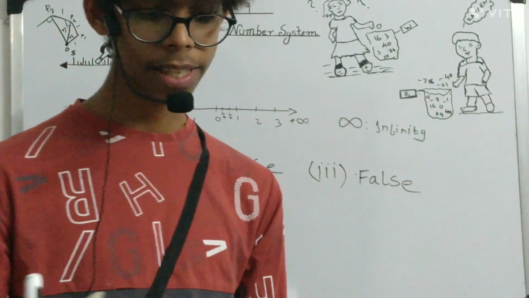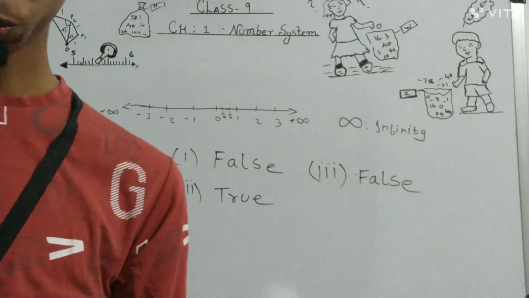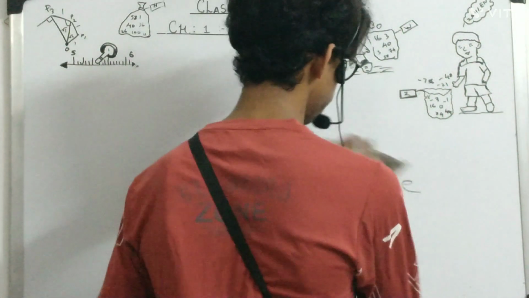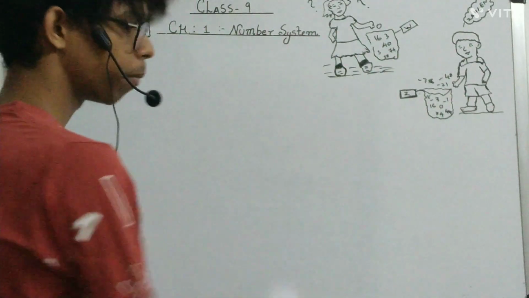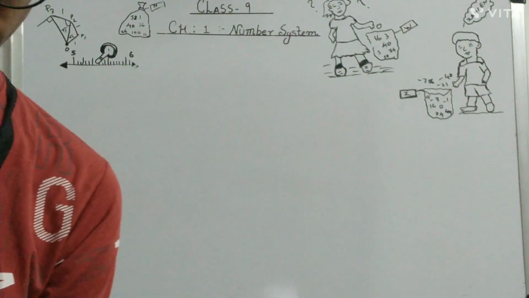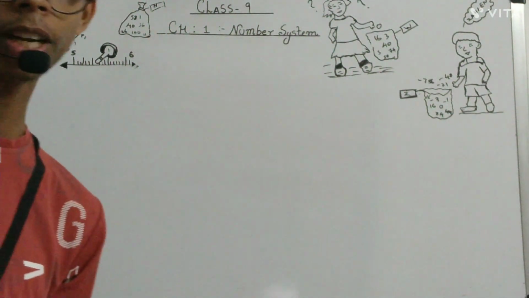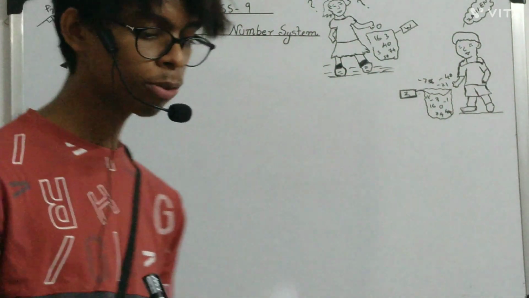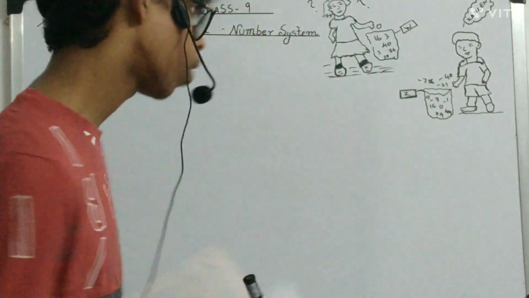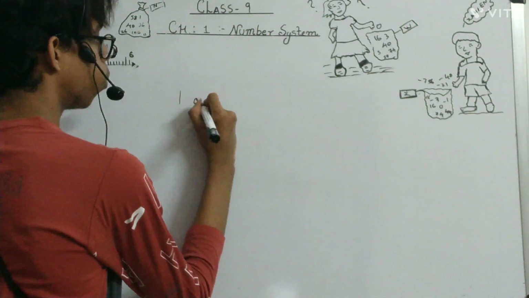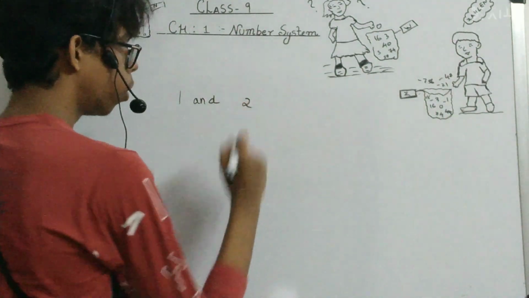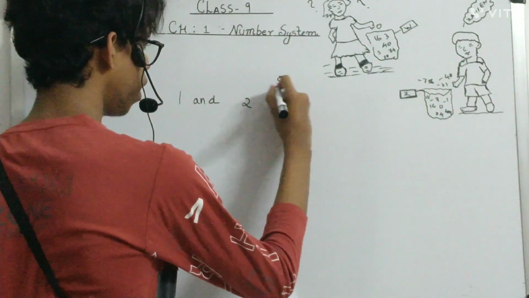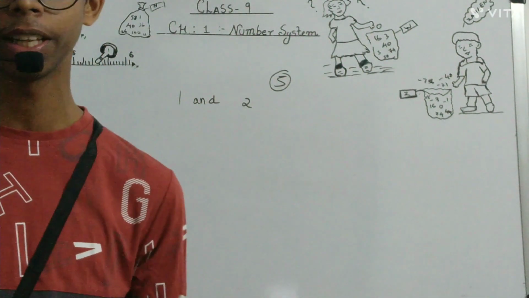Now, let us move on to example number 2. There may be different methods to do the same, as you have done in your lower classes. I will give you both the methods, so you can do it in the method which is convenient to you. So here the question is, find 5 rational numbers between 1 and 2. So I am writing 1 and 2. You need to find 5 rational numbers between them.